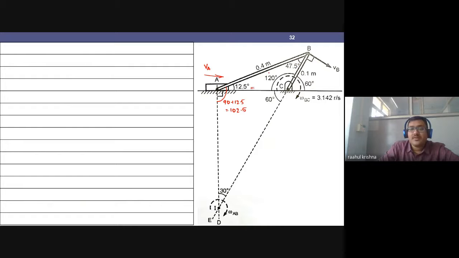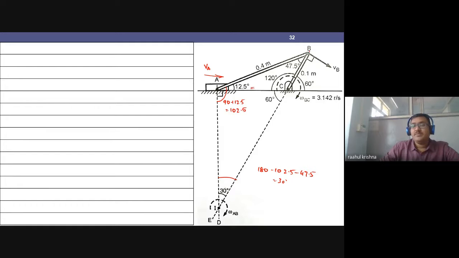Then if this angle is 12.5 degrees, automatically in triangle ABC, the second angle, angle ABC, is 47.5 degrees. And when my angle ABC is 47.5 degrees, then my third angle will be 180 minus 102.5 minus 47.5. It will be coming as 30 degrees. That's why this is 30 degrees here.